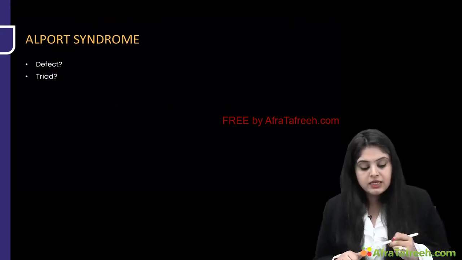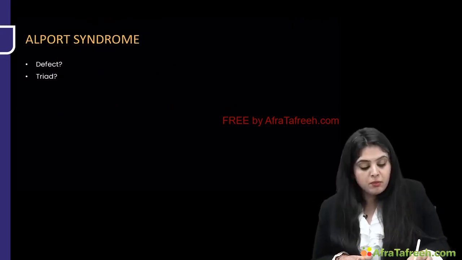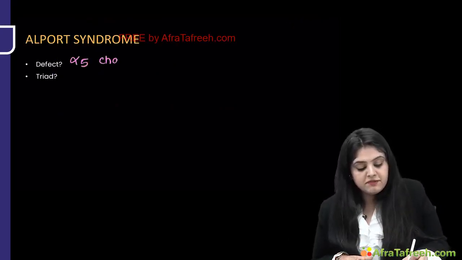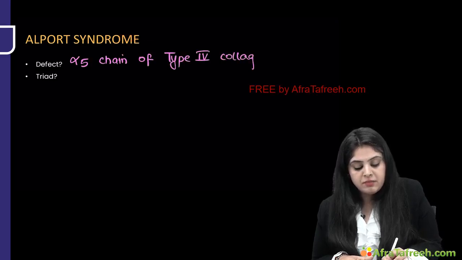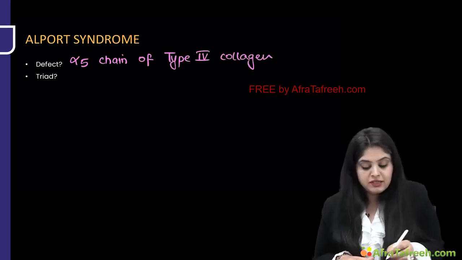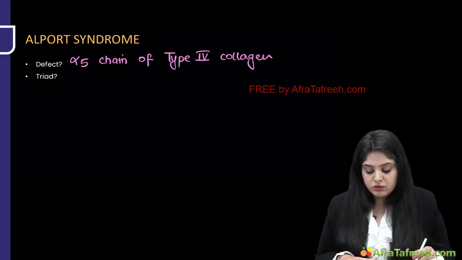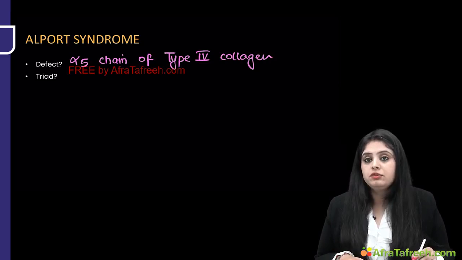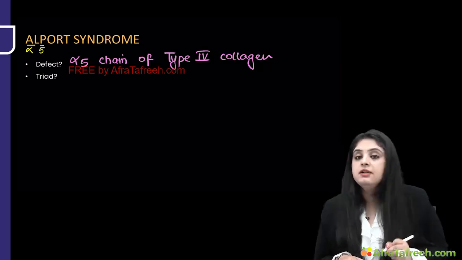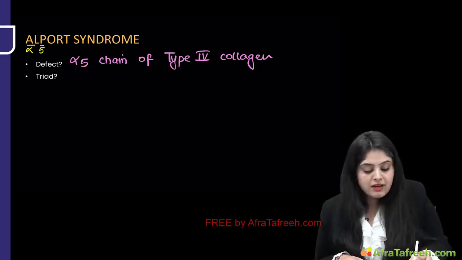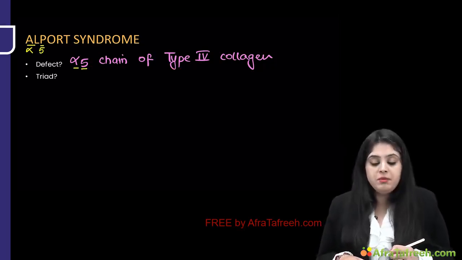Now we move on to the last disease where there is a problem in the alpha 5 chain of type 4 collagen, and that disease is known as Alport syndrome. Repeating, alpha 5 chain. So guys, when you write Alport, it's going to be very interesting. When you write Alport, all your mnemonics come across with Alport. So remember, Al for alpha and port for penta. Alport. So which chain? Alpha 5 chain is going to have a problem.